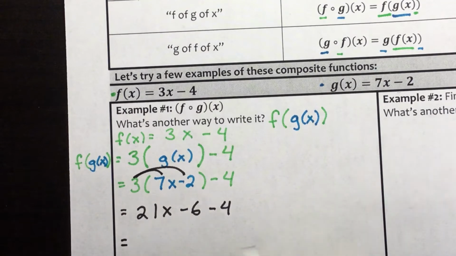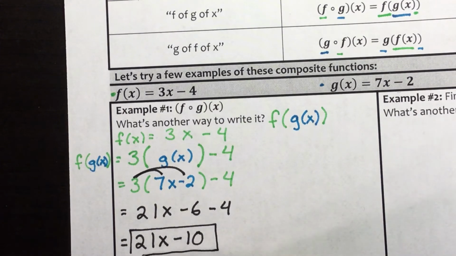Then we can combine like terms. This is our first term, 21x, and it doesn't have anything to combine. And then negative 6 minus 4, they have the same sign, so you add them together, is negative 10. So f of g of x is 21x minus 10.